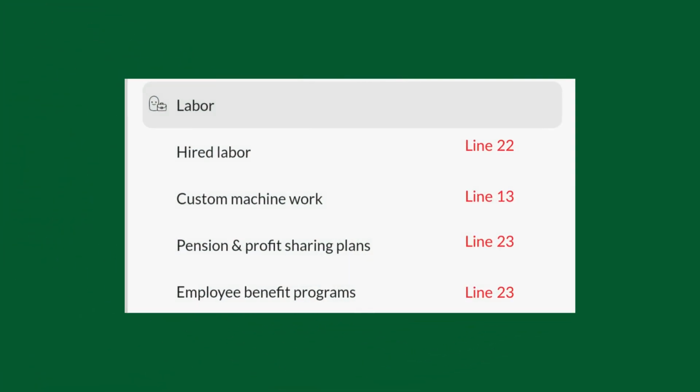Labor. Hired labor will go to line 22, and this will be the salaries of your employees. Line 13 is custom machine work. Line 23 will include pension and profit sharing plans as well as employee benefit programs. So this could be benefits that you pay to give your employees, or as simple as groceries that you provide for them or meals that you pay for them.